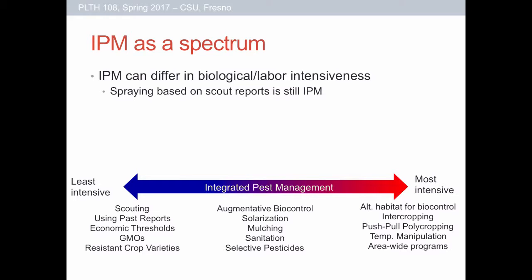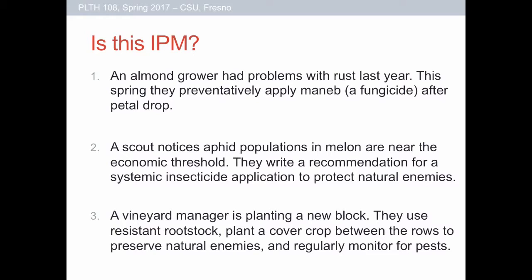And in reality, you could make the argument that each and every one of these is IPM, even the top one. Technically, you can spray Manab at the sort of petal drop. It's not necessarily the most effective, but according to UC IPM, it is a good IPM decision to apply Manab based off of previous year's rust problems. They consider that a form of monitoring. This would basically be the lowest possible rung on the IPM ladder, is the idea.